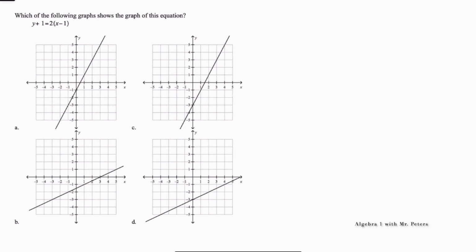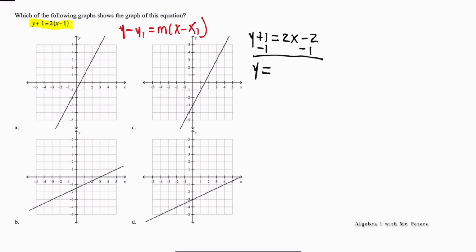This problem is different than the previous graph problem because we're dealing with point slope form and it's not in the final slope intercept form, right? And that point slope equation is y minus y1 is equal to m times x minus x1. So after we simplify this, what we are going to get is y plus 1 is equal to 2x minus 2, just distributed. Now we subtract 1 on both sides to get y by itself. Y is equal to 2x minus 3.